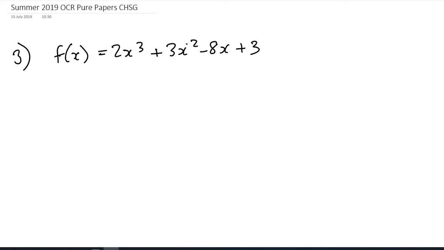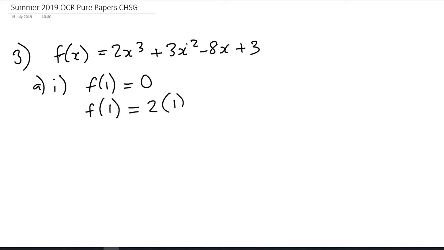That's all fine. For part A(i), we've got to show that f of 1 is 0. Now it's very tricky with a show that question. You have to really make it obvious that you're doing it correctly and you're not just sort of fudging it. So let's just make sure that we're substituting in properly and we're showing what we're doing, because we know our calculator will do this for us.